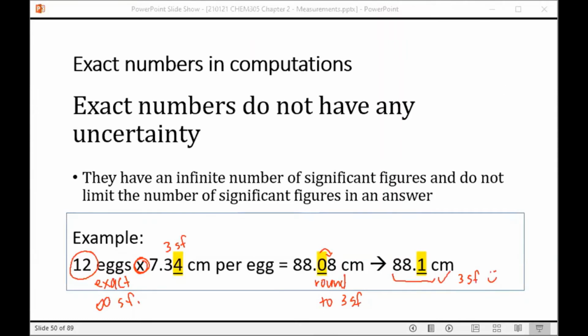So if you're dealing with a problem where you have some exact numbers, and remember all those metric system prefix conversions, those are all exact numbers, you don't have to take those into account when you're figuring out where to cut off your sig figs. Exact numbers have infinite sig figs, so they'll never be your limiting factor in sig figs when you're counting them up.